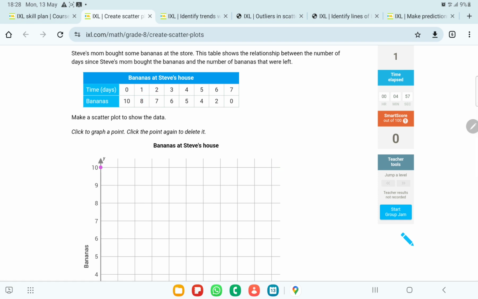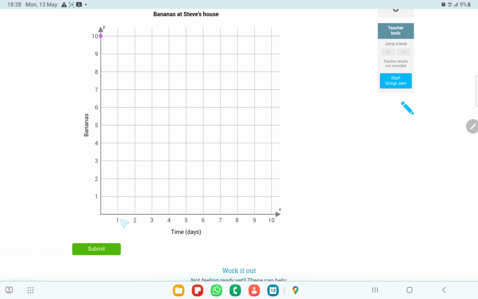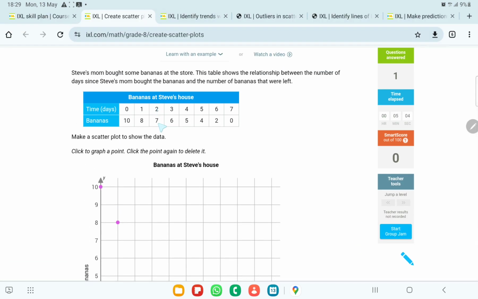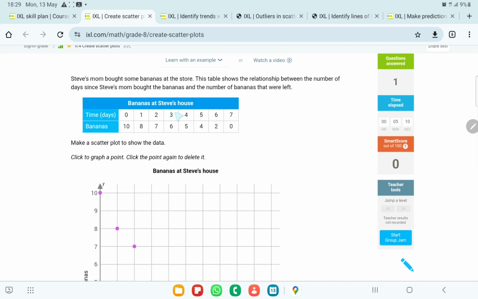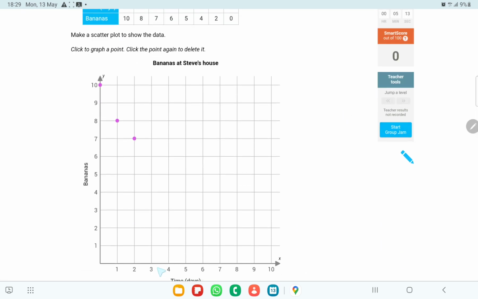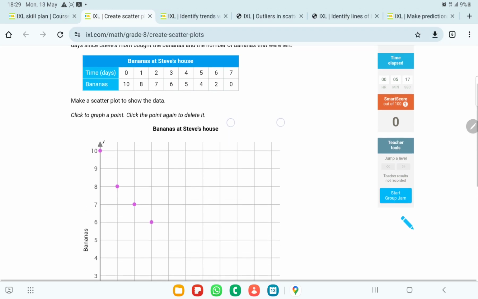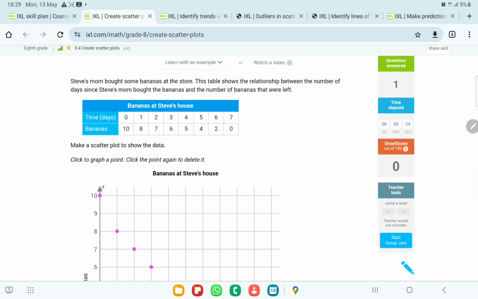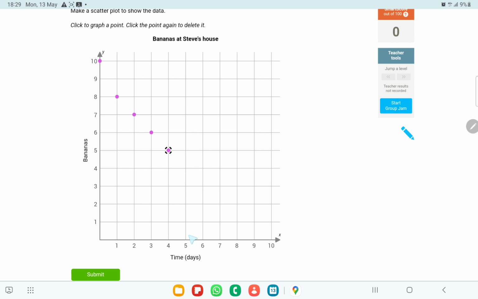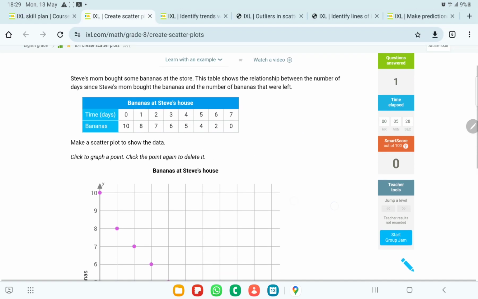1 day with 8 bananas. Very good. 2 days with 7 bananas. Continue. 3 with 6. So 3 here with the 6. 4 with 5. So 4 days with the 5. 5 with 4. Very good.